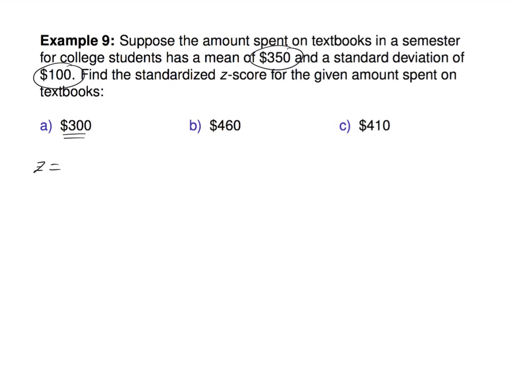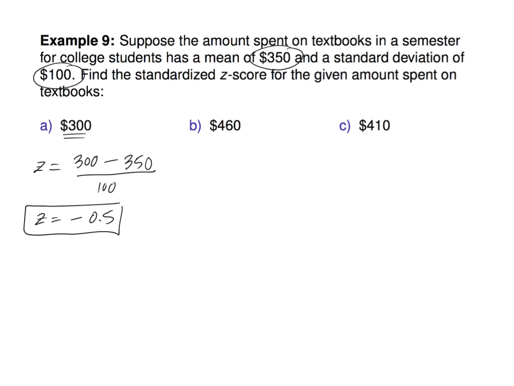So the formula is observed value. Which one's the observed value? 300 minus the mean, divided by the standard deviation of 100. 0.5, I think. Yep. So you're a little bit below average.